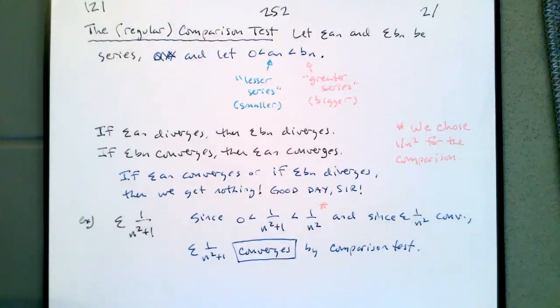We know that 1 over n squared plus 1 will be less than 1 over n squared because if we increase the denominator, the fraction gets smaller.